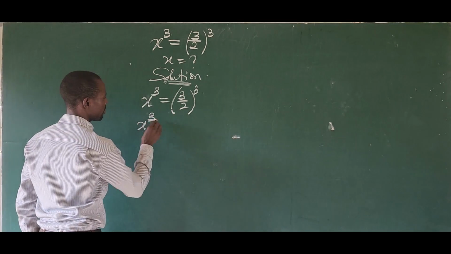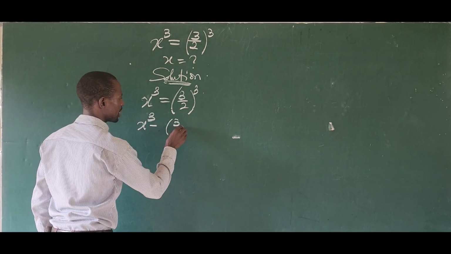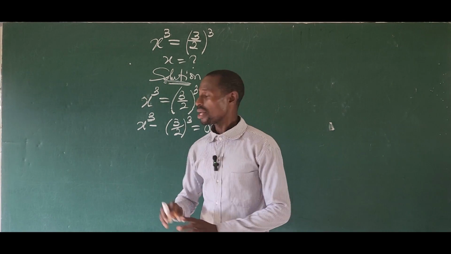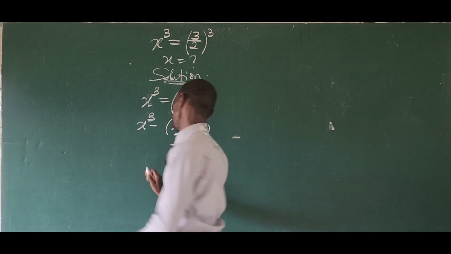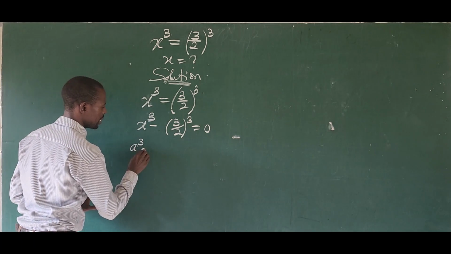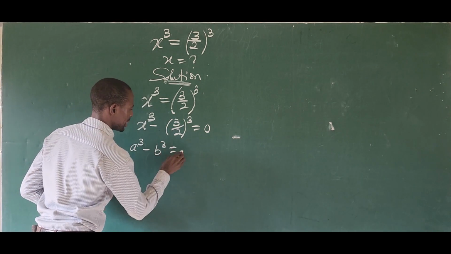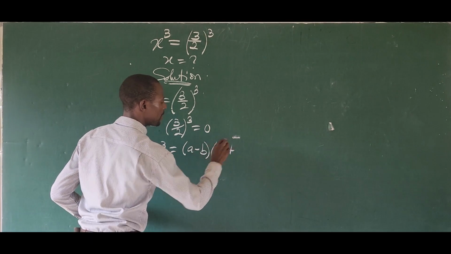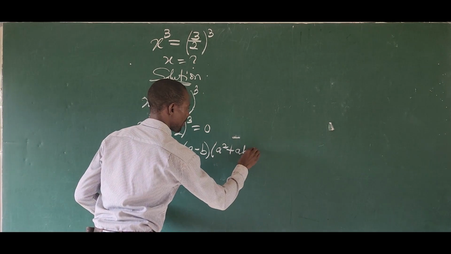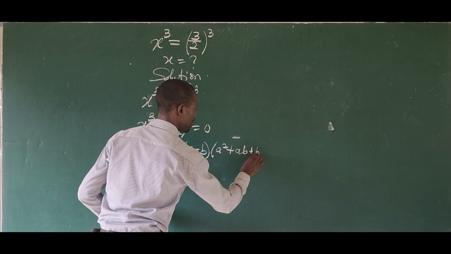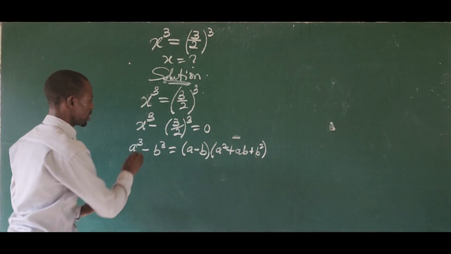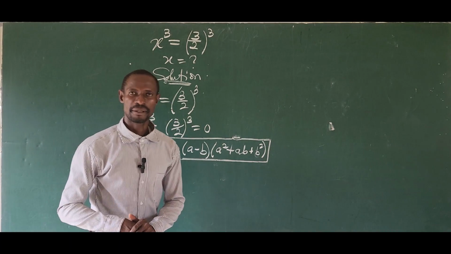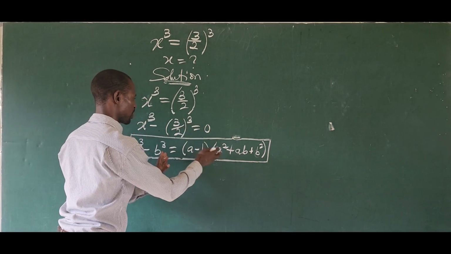This is going to give us x to the power of 3 minus (3/2) all raised to the power of 3 is equal to 0. So what does the difference of two cubes say? It says that if you have a to the power of 3 minus b to the power of 3, this is equal to (a minus b)(a to the power of 2 plus ab plus b to the power of 2). So this is what the difference of two cubes says.